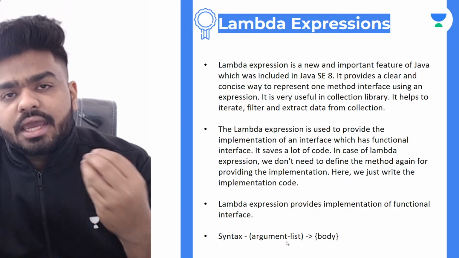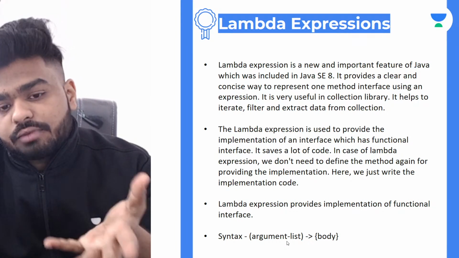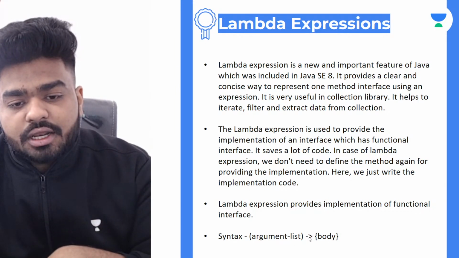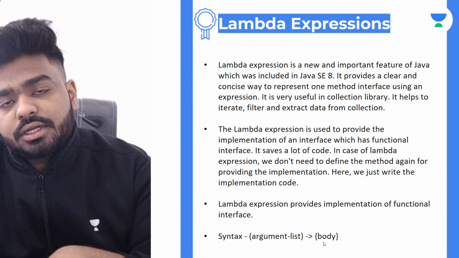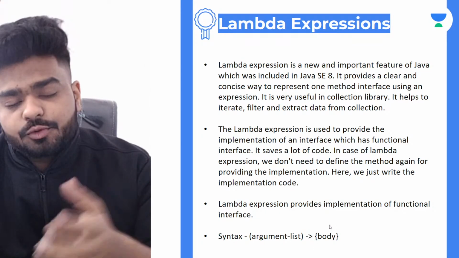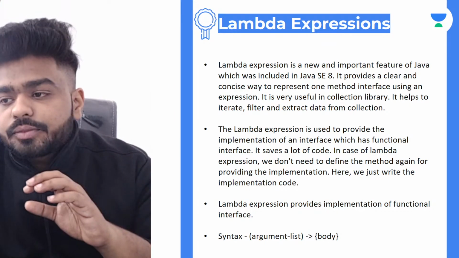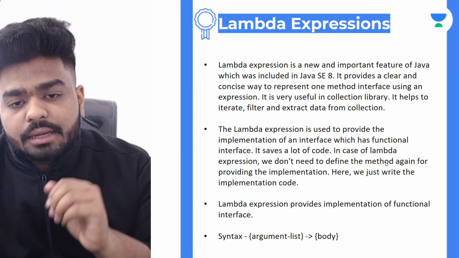It can be empty, it can be non-empty, it can have multiple arguments as well. And then we give this particular arrow symbol and then we write the body of that particular expression. In this body, if you want to print something, you can print. If you want to write something, you can also do that. Okay, so let's try to see some examples of it.